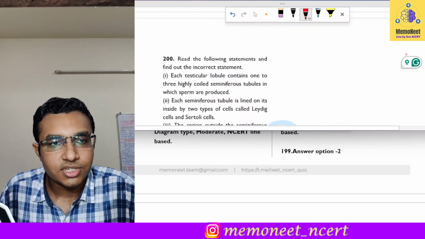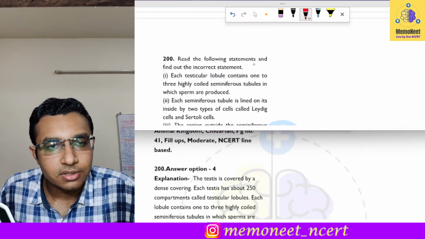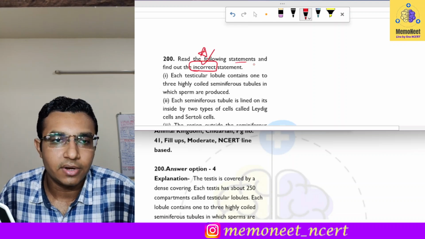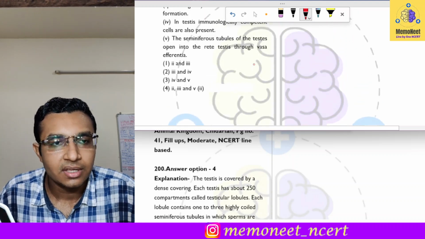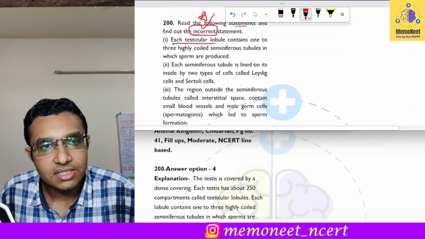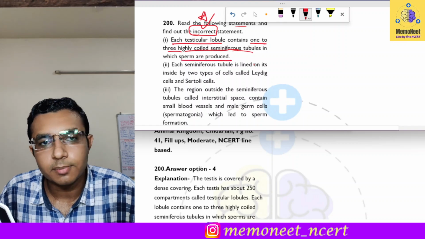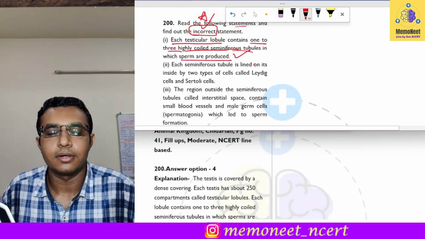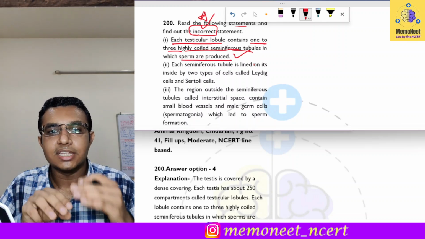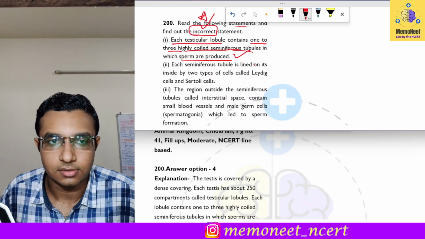Moving on to the last question of our today's discussion, that is question number 200. In this question, read the following statements and find out the incorrect statement. So we have to find the statements which are incorrect. Let us read the statements one by one. The first statement is each testicular lobule contains 1 to 3 highly coiled seminiferous tubules in which the sperms are produced. So this statement is correct. Inside these seminiferous tubules the process of spermatogenesis occurs. So statement 1 is correct.